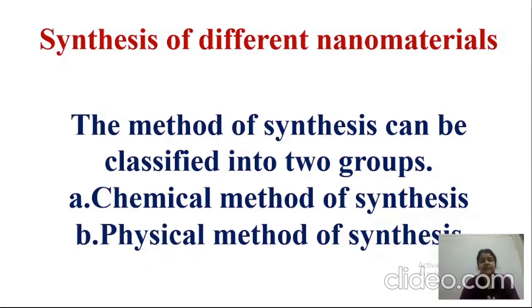But there are different types of process of synthesis of different nanomaterials. The method of synthesis can be classified into two groups. One is chemical method of synthesis, as for example the Sol-Gel method, hydrothermal method, etc. And another is physical method of synthesis, that means the mechanical alloying method or ball milling approach. Chemical method means basically the bottom-up approach, whereas the physical method is top-down approach.